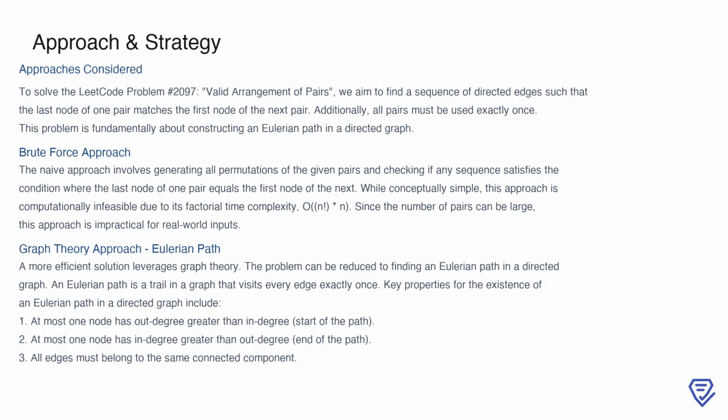Instead, we turn to graph theory for a more efficient solution. Specifically, we leverage the concept of an Eulerian path, which is a trail in a graph that visits every edge exactly once. For a directed graph to have an Eulerian path, 3 key properties must hold. At most one node can have an outdegree greater than its indegree, at most one node can have an indegree greater than its outdegree, and all edges must belong to the same connected component. By reframing the problem in this way, we can utilize well-established algorithms to find a solution efficiently.